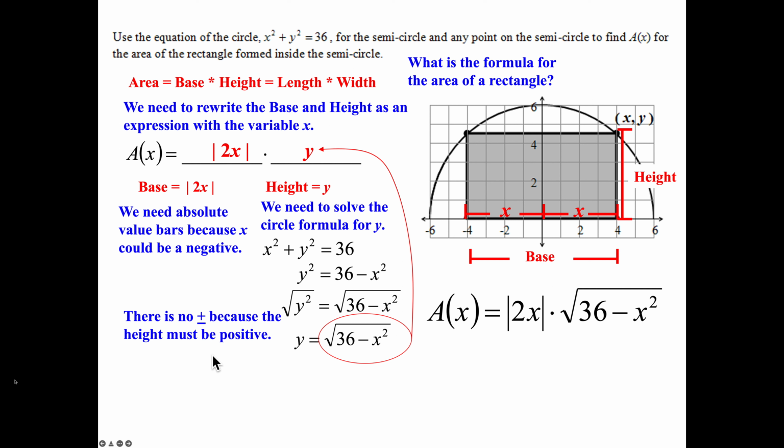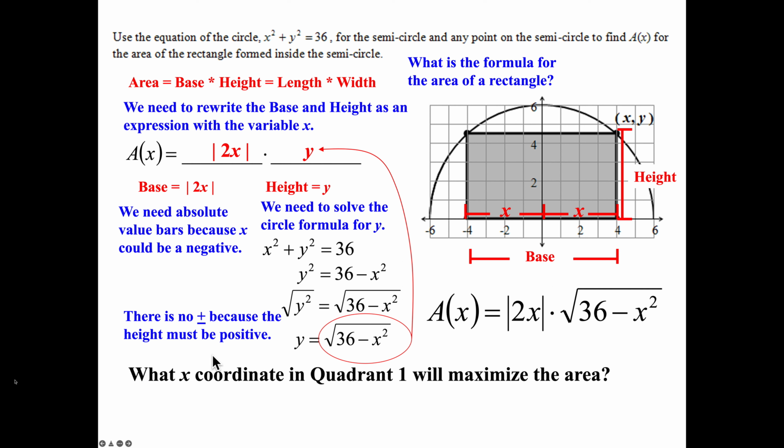Now, if they give us another question, for example, what x-coordinate in quadrant 1 will maximize the area? Okay, so if I'm going to quadrant 1, all my x's are going to be positive. I don't need the absolute value bars. What I need to do is graph this function and look for its relative max somewhere between an x-coordinate of 0 to an x-coordinate of 6. So any point here gives me an x from 0 to 6.